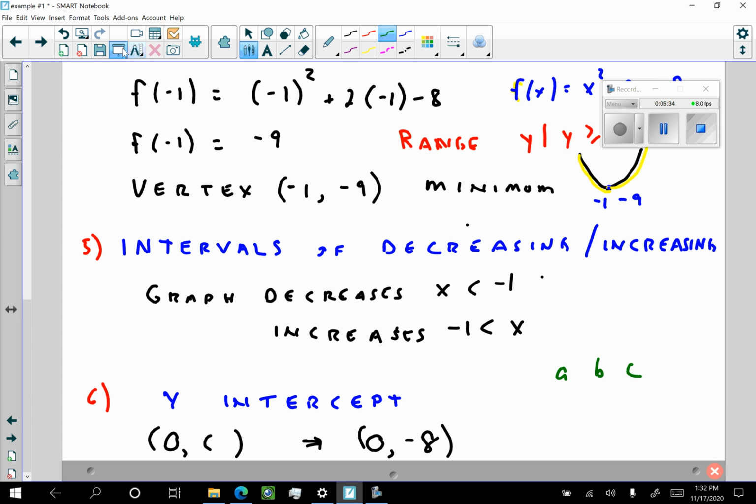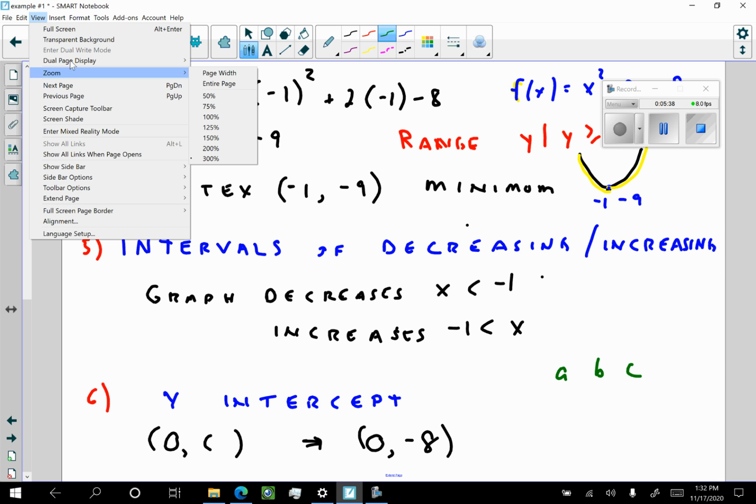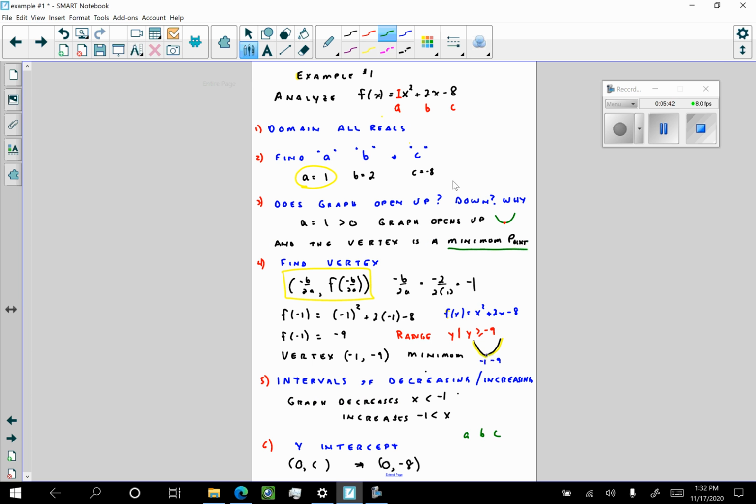So let me take the revealer off here, and let's zoom out and look at the first page of analyzing this quadratic. So there's the first page.